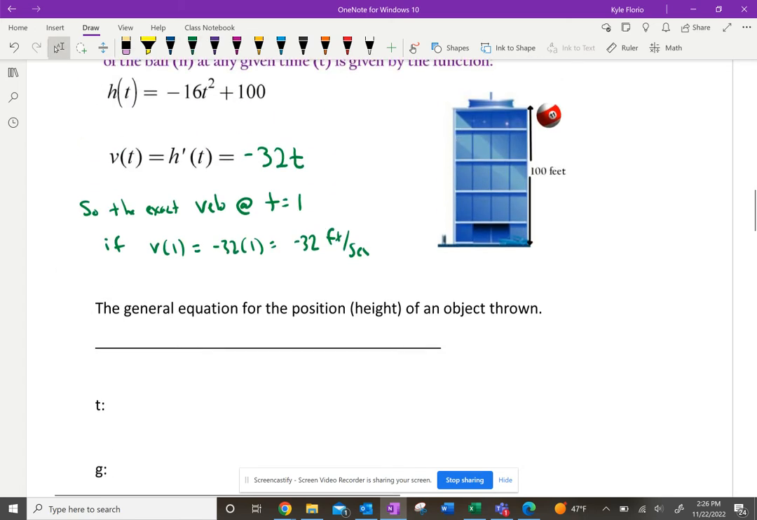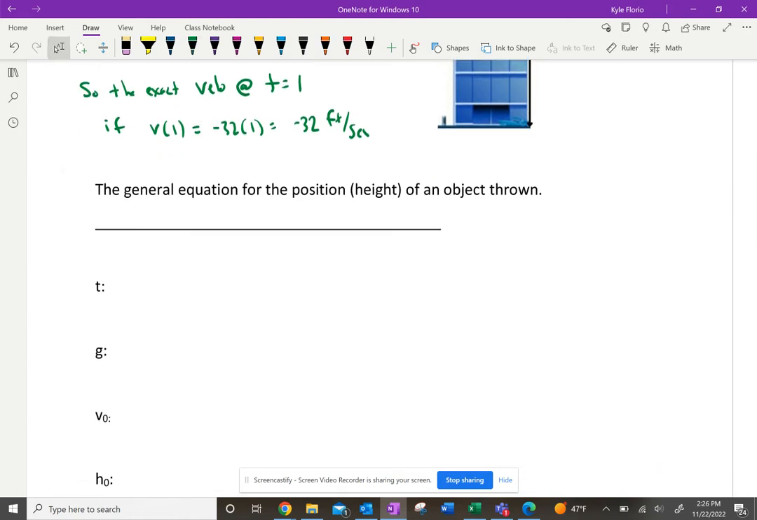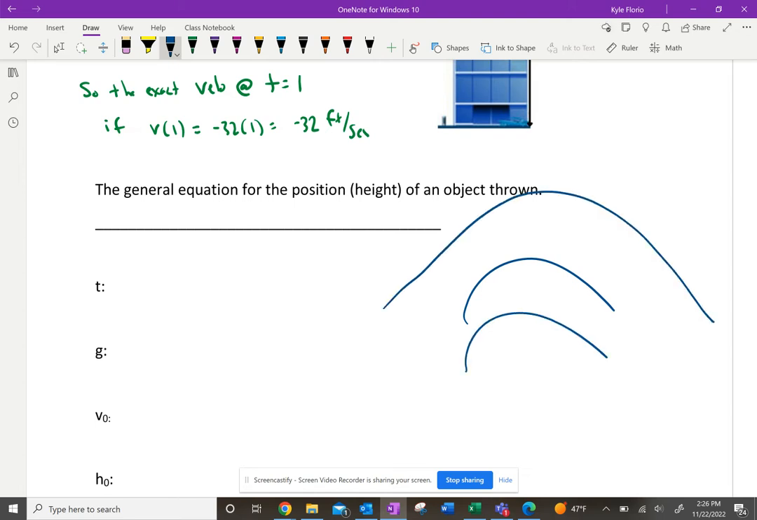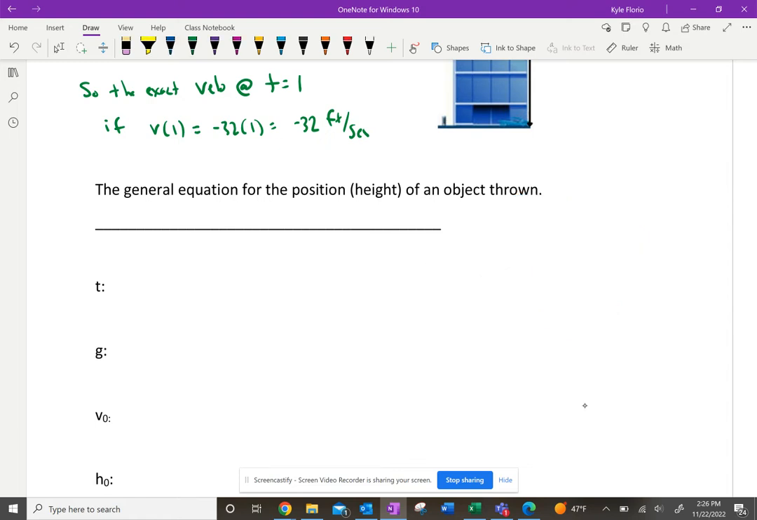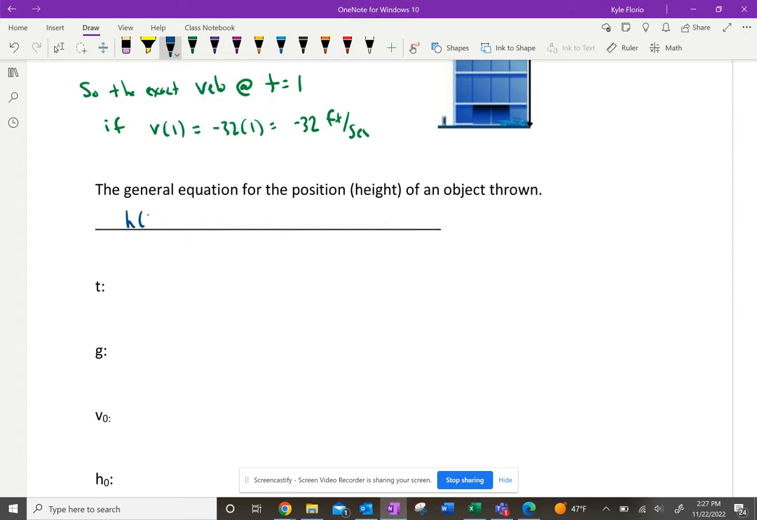Okay, so this is a height equation specifically for this situation, but the general equation for height of an object thrown, so anytime you shoot a basketball or kick a soccer ball or shoot a bow and arrow into the sky, it comes down. It follows this parabolic path. You may have seen this equation before, but in general, we'll call the height equation h of t is going to be 1/2 gt squared plus v sub 0 t plus h sub 0.